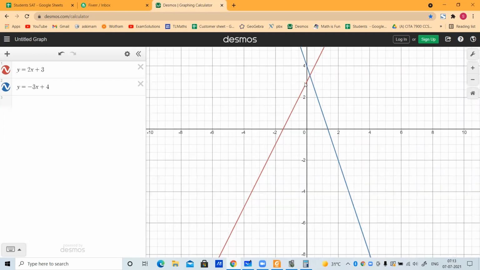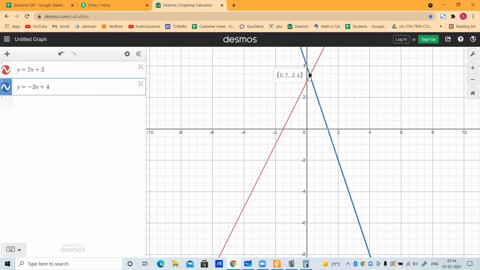Right. And what about this negative 3x plus 4? What is this negative 3? The negative 3 is the slope. And 4 is where it cuts the y-axis. Correct. So we have made the two lines and they are intersecting each other. They're crossing each other at a point. Are you able to see that point, the black point?